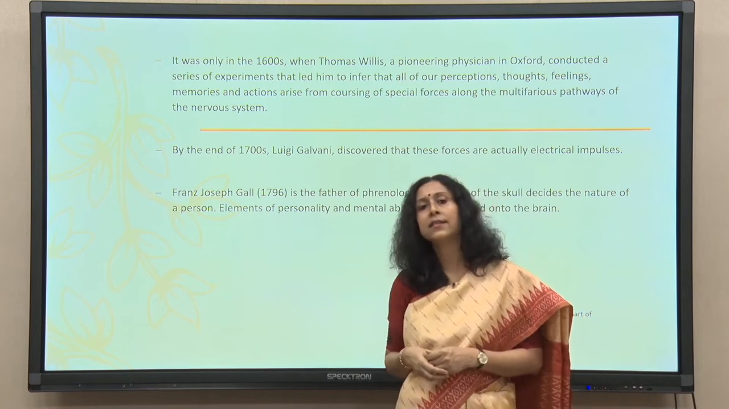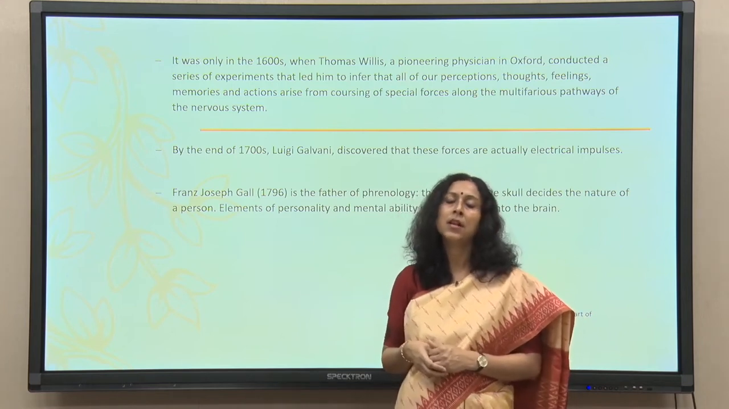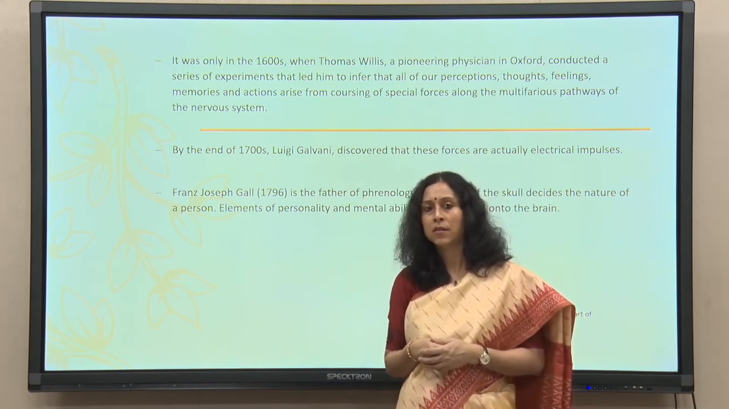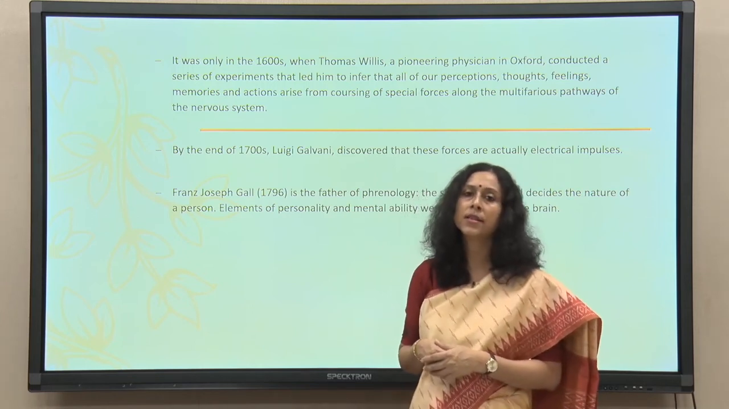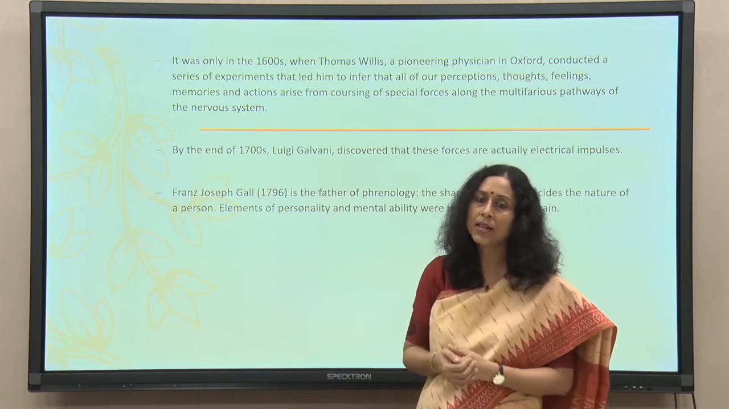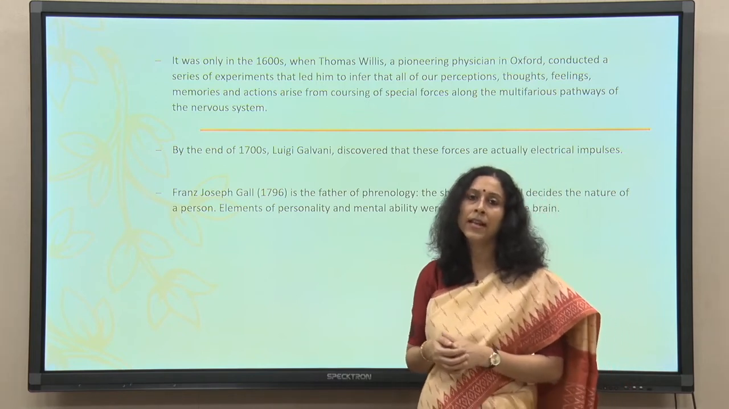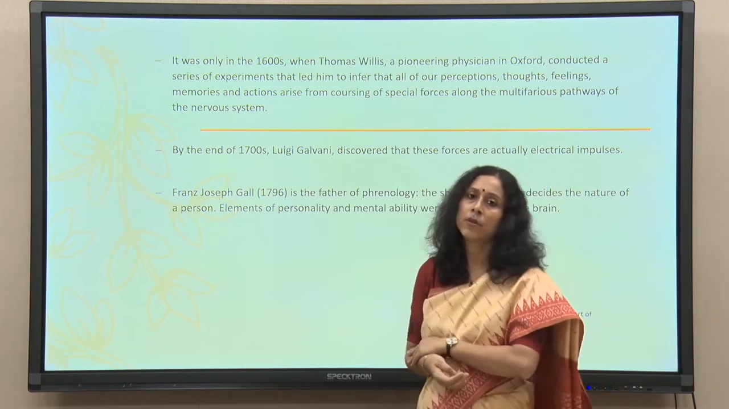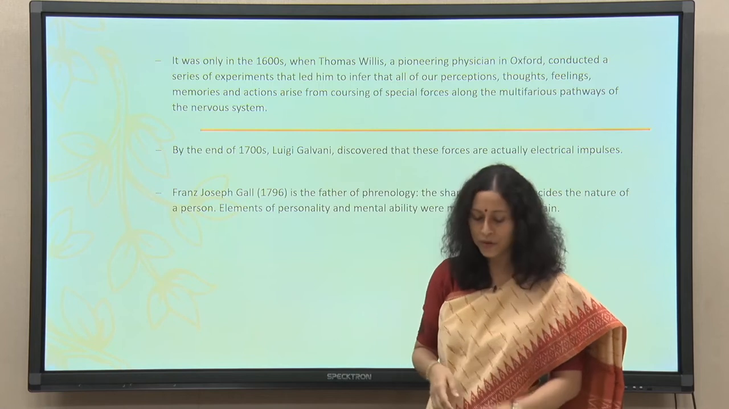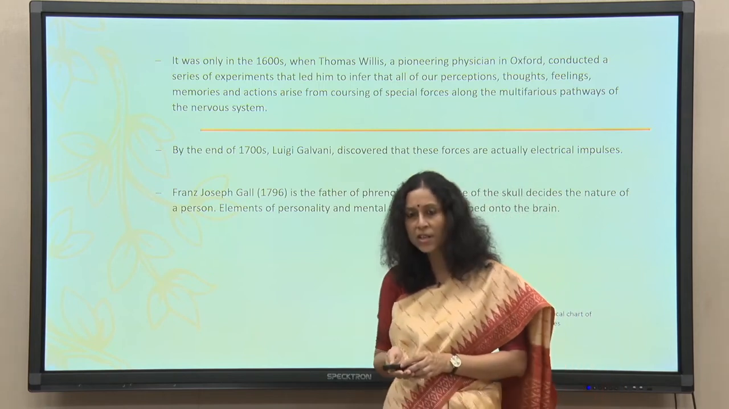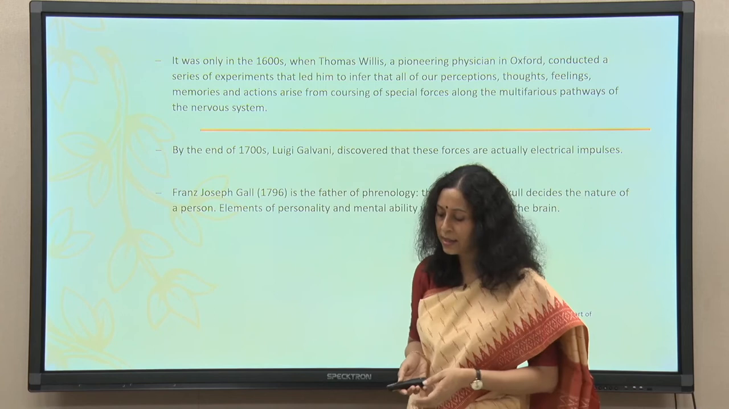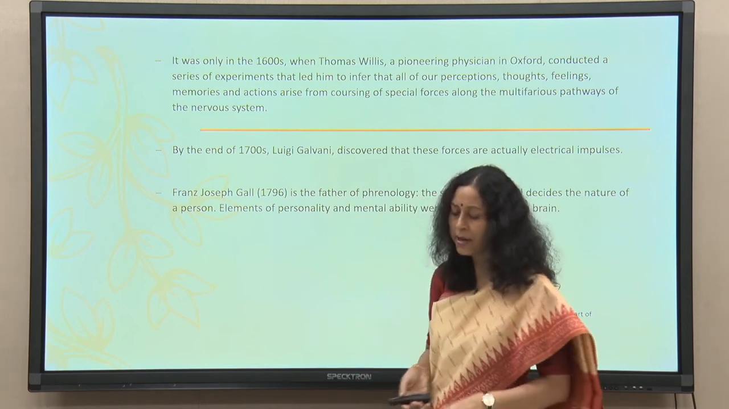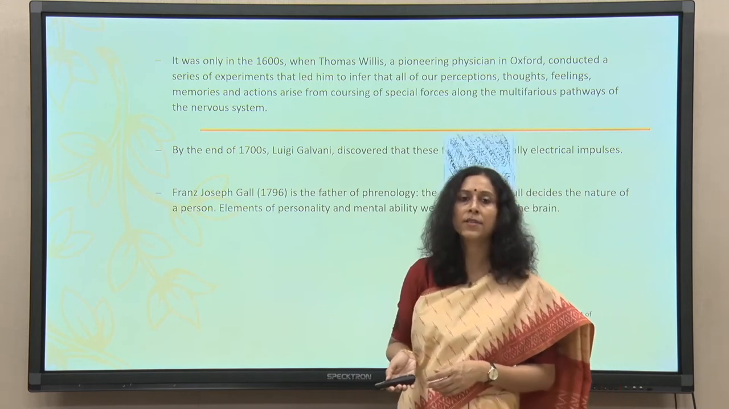Now, this was 1796, and at that time brain scans were not yet in place. So, what Joseph Gall set out to do is he ascribed the size of the skull, depending on the area on the skull that represents the area beneath it, as an indicator of the function. So, shape of the skull deciding the nature of a person. So, elements of personality and mental ability were mapped onto the brain by Gall in this particular method.